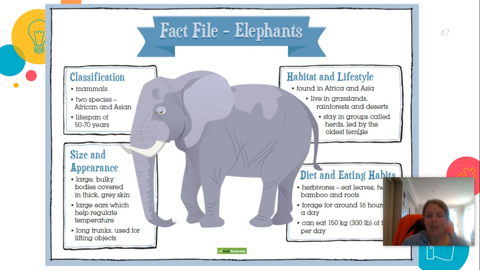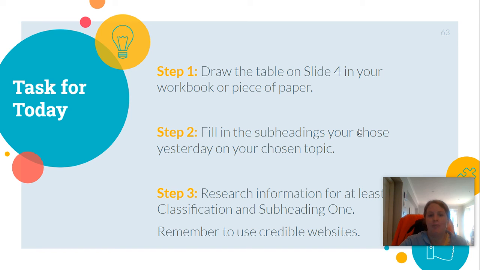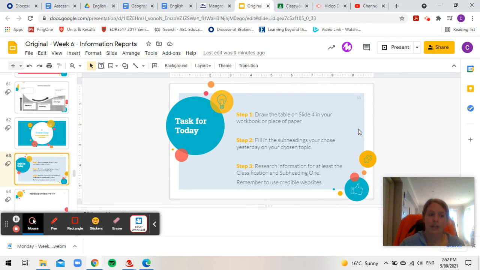Okay. The last little point on my steps did say, remember to use credible websites. Now, we spoke about this on Thursday last week. What is a credible website? So looking for those .orgs and those .gov websites, or seeing whether the website got their information from a .org or a .gov website is really important.